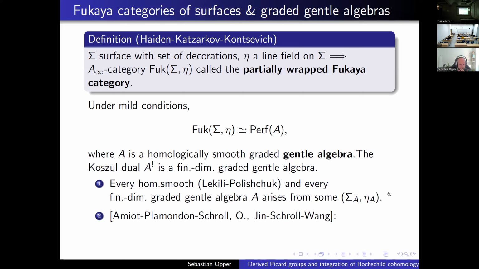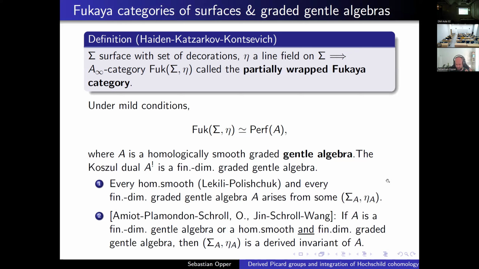And then you might ask, okay, how tightly linked is the surface to the algebra? And there's a result by a bunch of people. So that says that if A is a finite dimensional gentle algebra, or more generally a homologically smooth and finite dimensional graded gentle algebra, then the surface and the line field depend, up to diffeomorphism and so forth, only on the derived equivalence class of A. And the ungraded bit is due to Amiot, Plamondon, and Schroll, and then independently by myself by very different methods. And then there's an update by Opper, which does this homologically smooth and finite dimensional case.